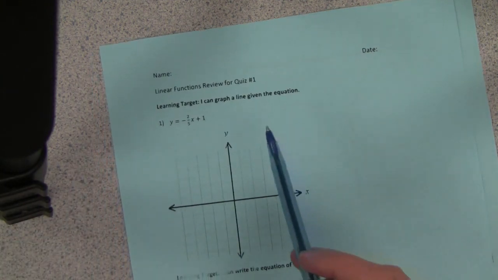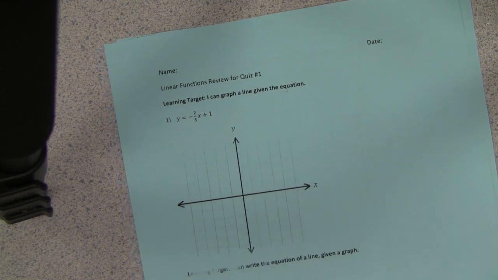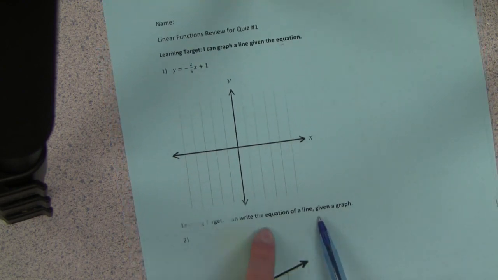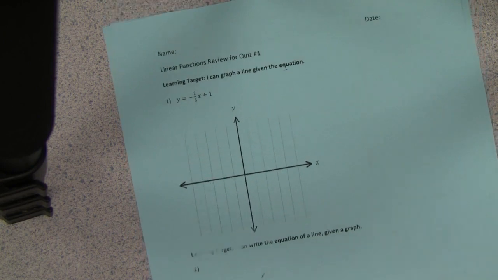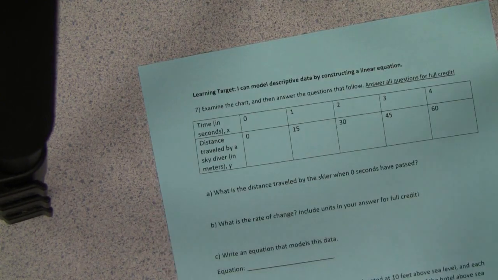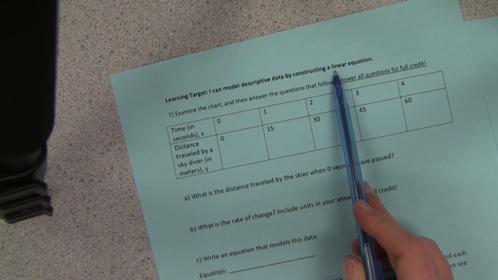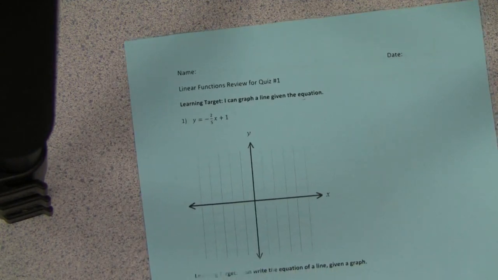All right, so there are 4 main learning targets on your quiz tomorrow. The first one, I can graph a line given the equation. The second one, I can write the equation of a line given a graph. The third, I can write the equation of horizontal and vertical lines. The fourth, I can model descriptive data by constructing a linear equation. So there's 4 learning targets that you're going to be assessed on in the quiz coming up tomorrow or Monday.